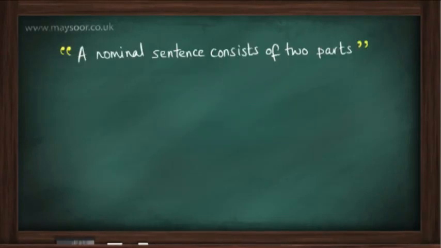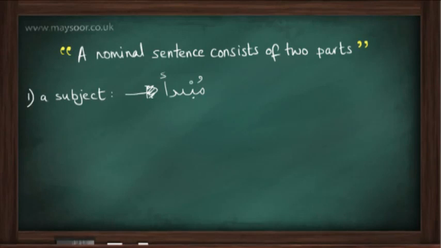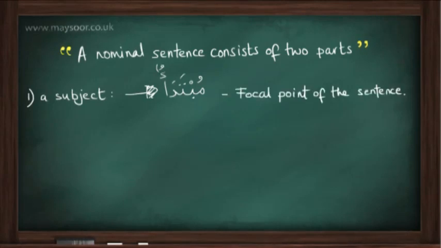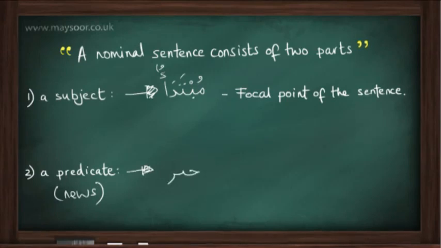A nominal sentence consists of two parts. Part one, a subject, pronounced in Arabic as mubtada. Now, the mubtada is actually the focal point of the sentence. It refers to the thing or the person we're speaking about. The second part is called a predicate, or we can say the news. In Arabic, it's pronounced khabar.